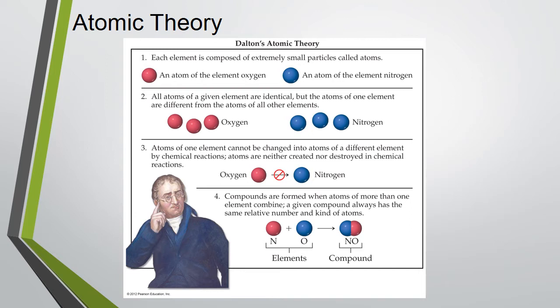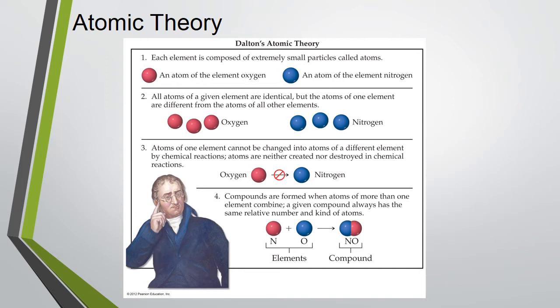All atoms of a given element are identical, but the atoms of one element are different from the atoms of other elements. We know this still to be true. So all the oxygen atoms are the same, and all the nitrogen atoms are the same, but they're different from each other. So, come to number 3.